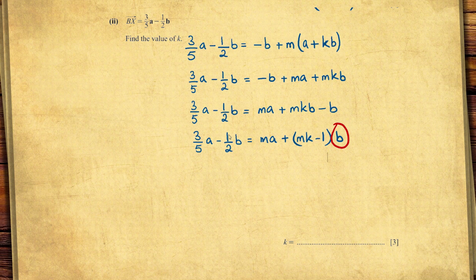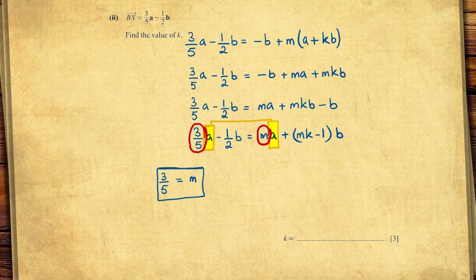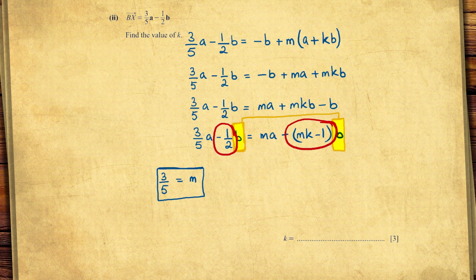Now if we compare the left and the right hand side of the equation, we have A over here and A over here. And the coefficients of A will be equal. So 3 by 5 will be equal to M. And we get the value of M, that is 3 by 5. Next we compare the coefficients of B. We have B over here and B over here, and the coefficients would be equal to each other. So that means MK minus 1 is equal to minus 1 by 2.